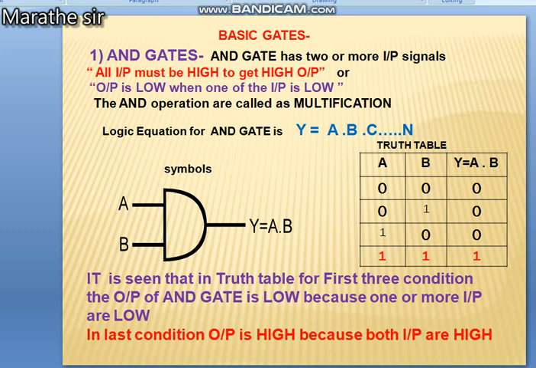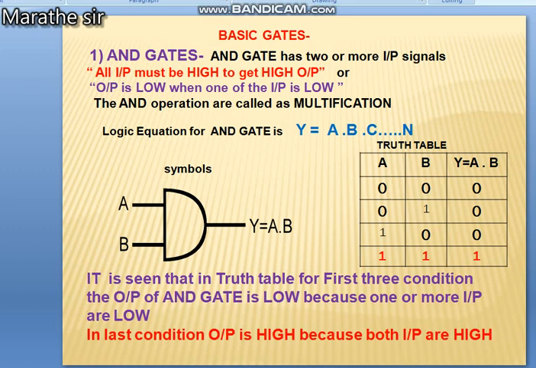Here the symbol of the two input AND gate is shown. There are two inputs A and B. At the output Y, we are getting A dot B. Here on the right hand side the truth table is shown: two inputs A, B and output Y is equal to A dot B.